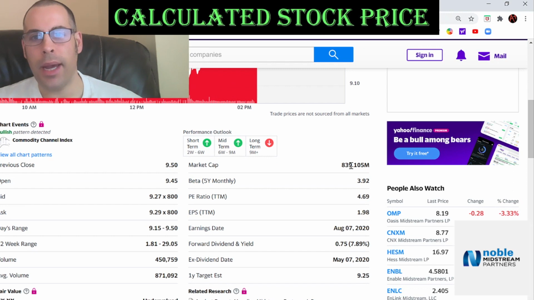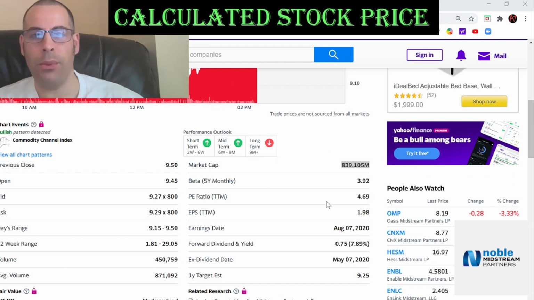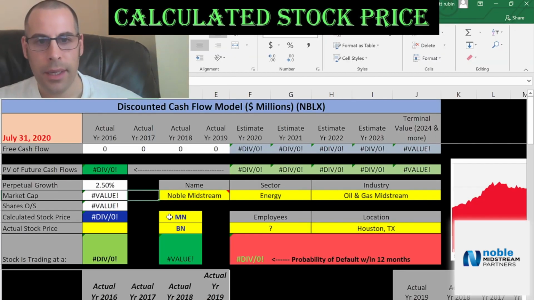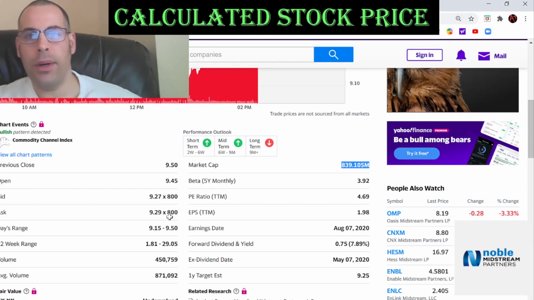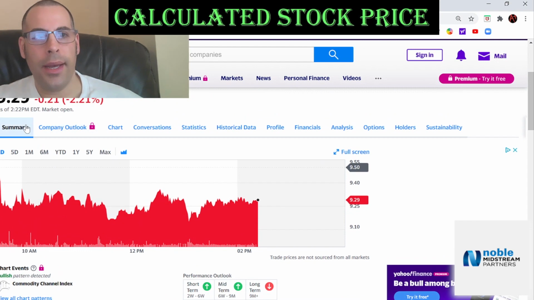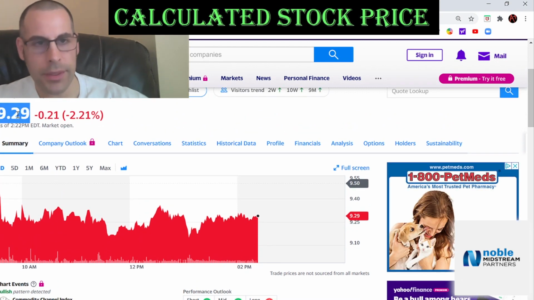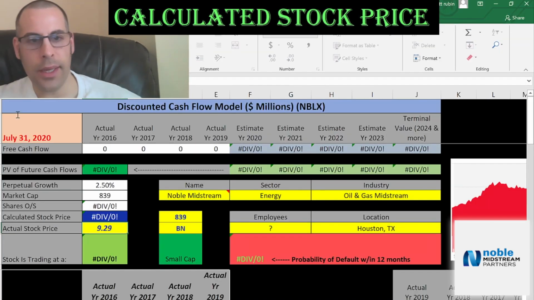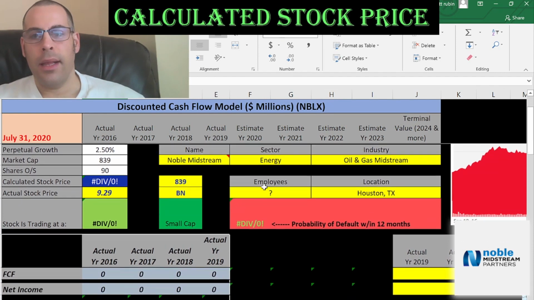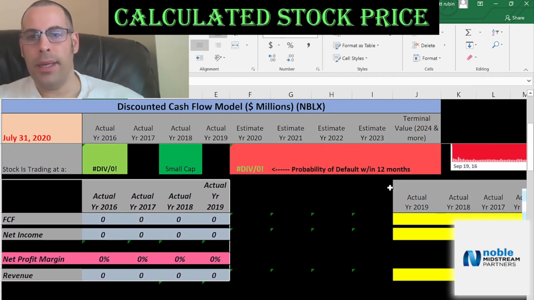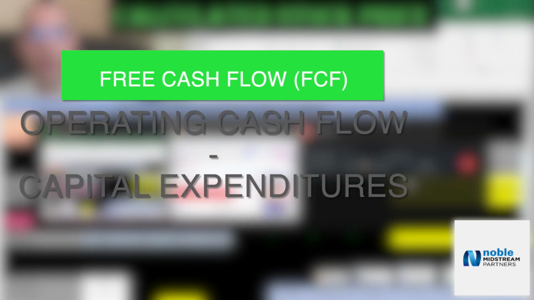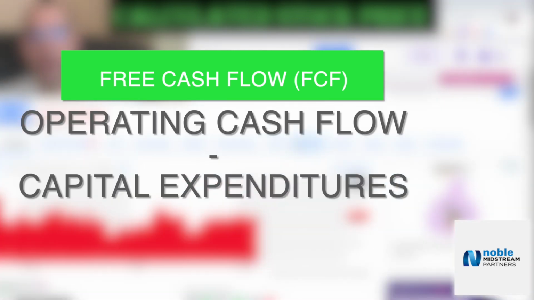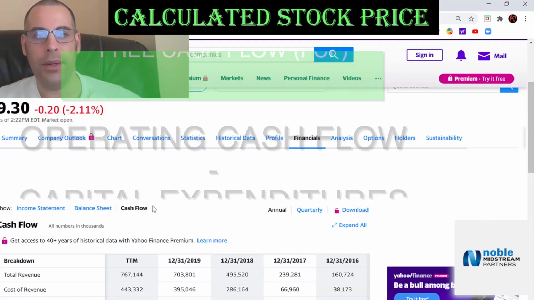This company has a market cap of $839.1 million. So it's a pretty small company. They're trading at $9.29, so that's one share of stock. Now the way you value a company is you have to estimate the future free cash flows, and then you discount that number back to today's value, which is what I'm doing in this video.